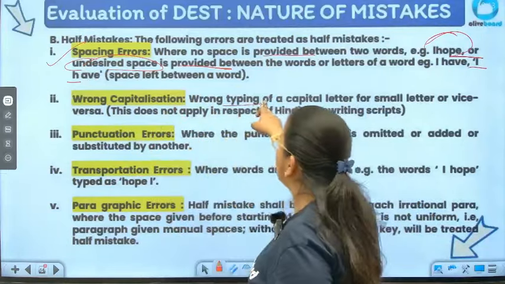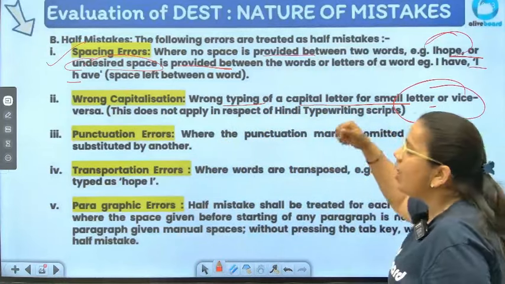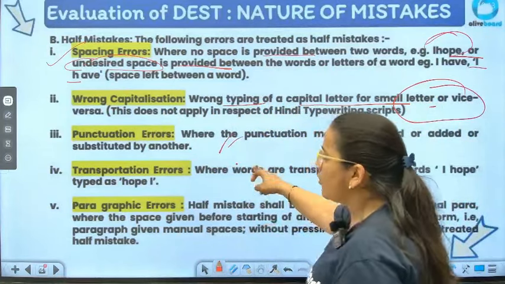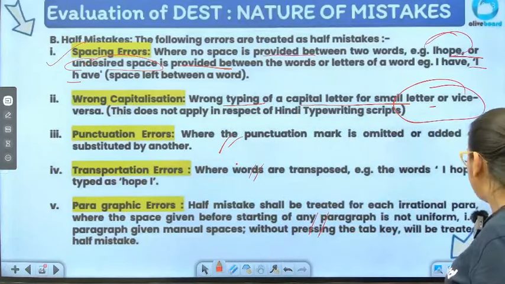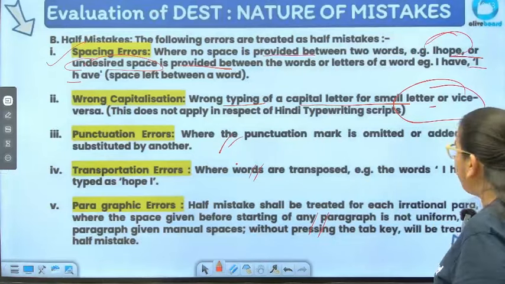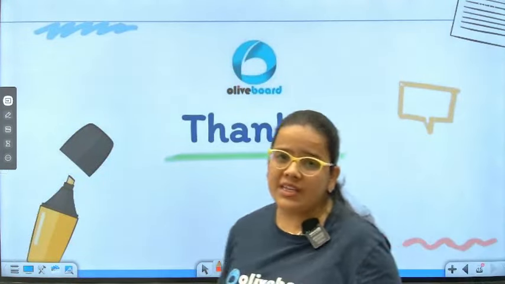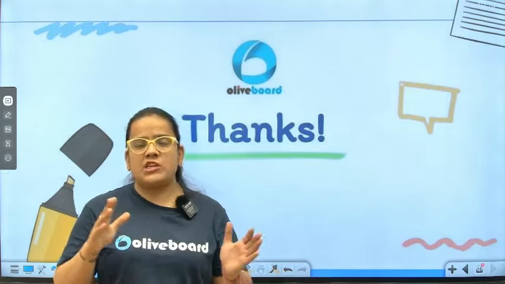Wrong capitalization, that is wrong use of a capital letter for a small letter or vice versa, punctuation error, transposition error, and paragraphic error are usually considered the nature of mistakes in the evaluation of the DST. So, this is the detail of the DST, especially for the skill test.